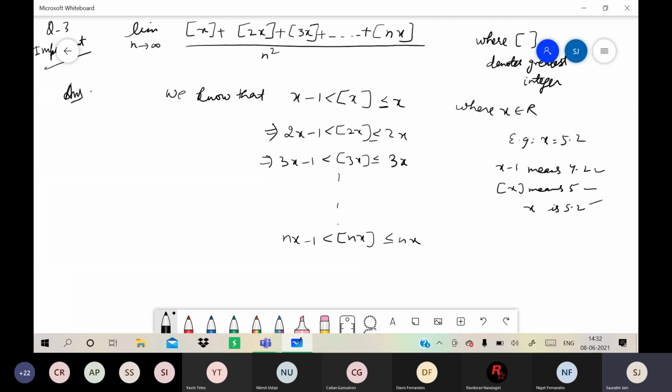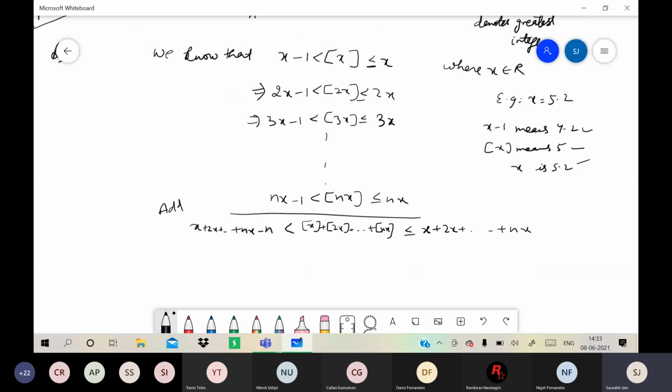When you add, on the right hand side you will get x plus 2x up to nx. In the middle you will get the numerator of the question. And on the leftmost side you will get x plus 2x plus 3x up to nx, apart from that you will also get minus n. Why? Because there is a constant minus 1, so minus 1 minus 1 minus 1 goes on up to n times, because n inequalities are there.